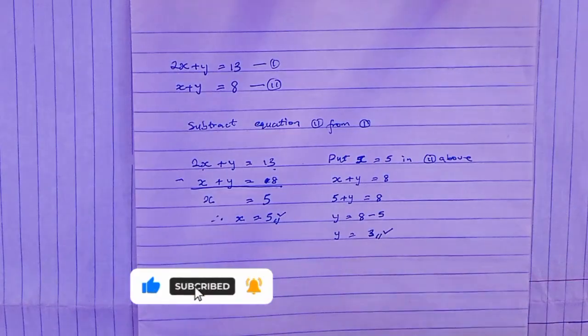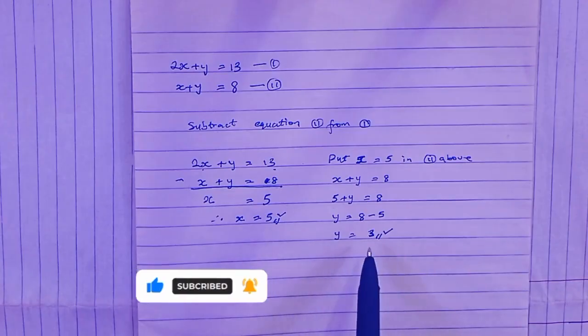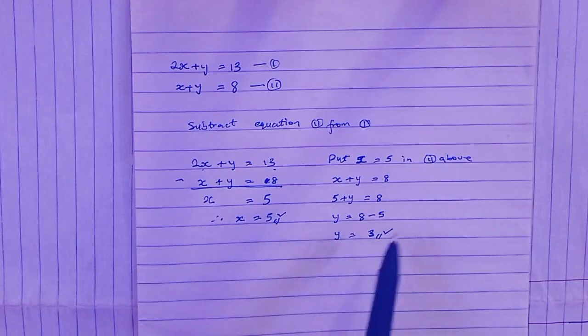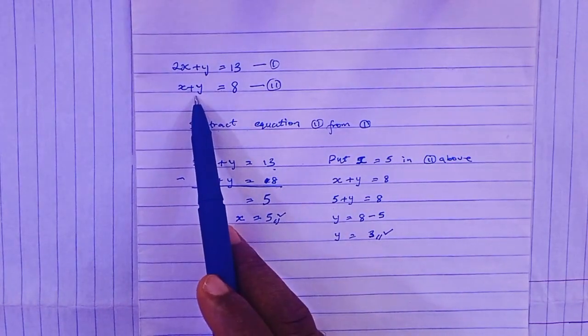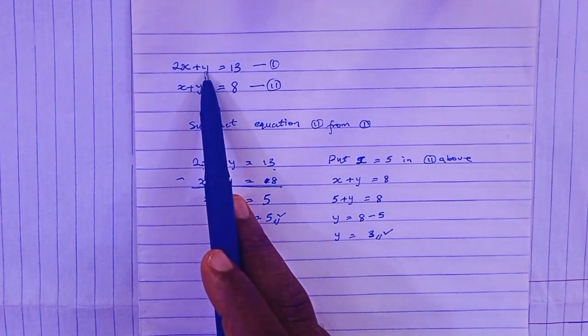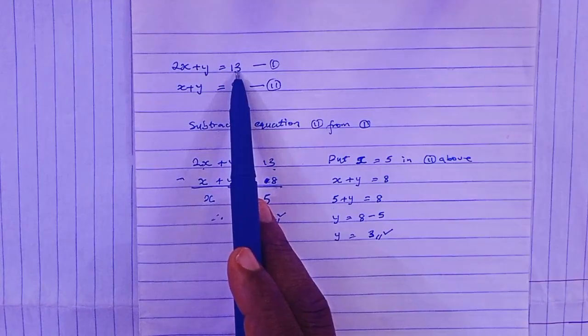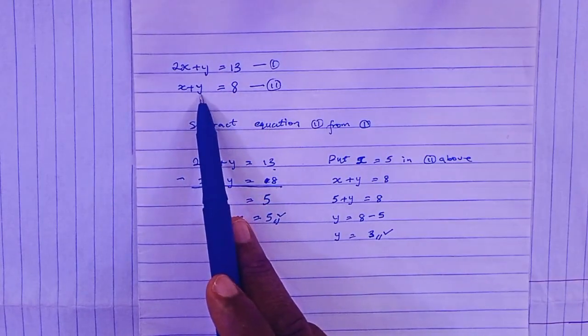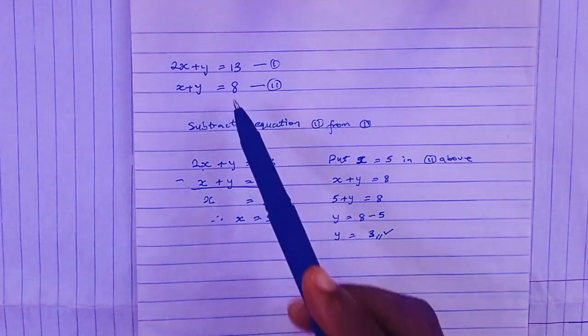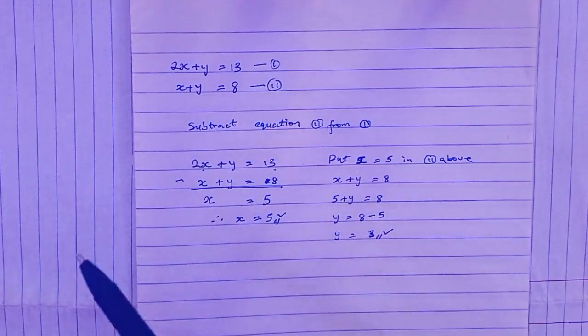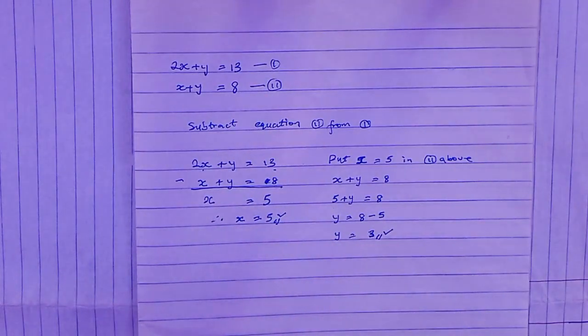To check if your answer is right, simply substitute these values of x and y in equation 1 and equation 2. If you substitute them in equation 1, you are going to get 13. And if you substitute them in equation 2, you are going to get 8. After substituting them, if you did not get back these values, just know that the values of your x and y are wrong. Then you will go all over again to find out where you made your mistake.